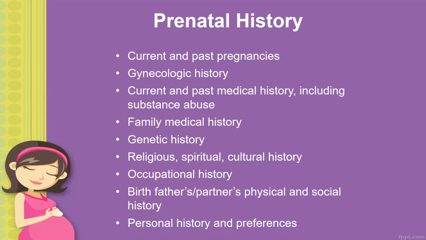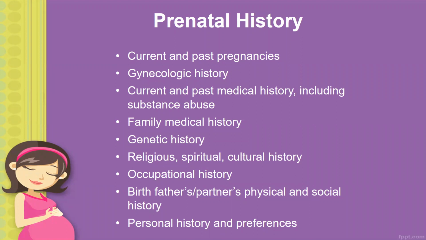Current and past medical history also includes use of substance abuse, and that includes alcohol. We want to know if they smoke cigarettes, and we want to inform them of the risk of those habits. Smoking, as we know, can cause small for gestational age babies, IUGR, intrauterine growth restriction. We don't know how much alcohol it takes to cause fetal alcohol syndrome.